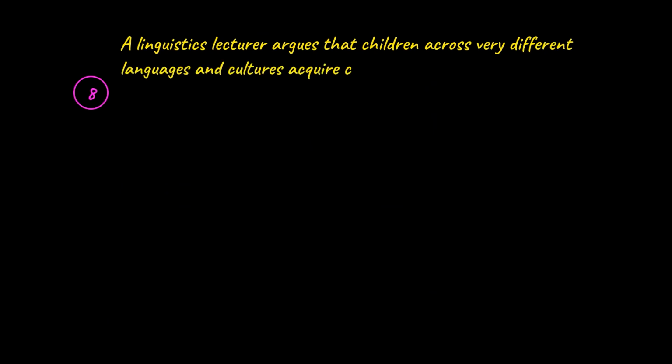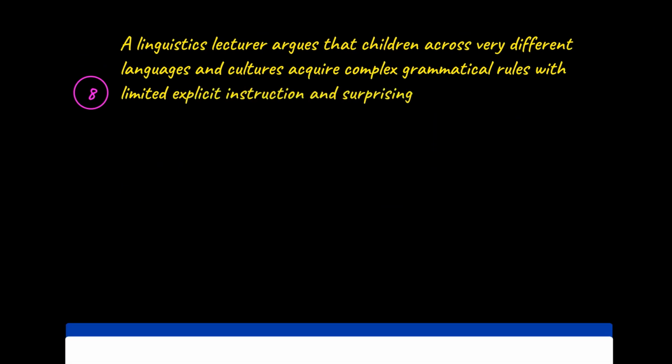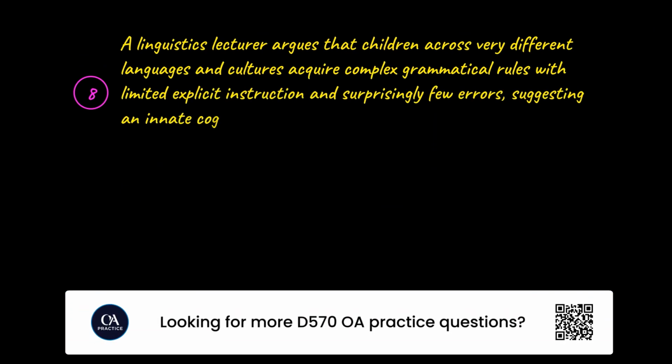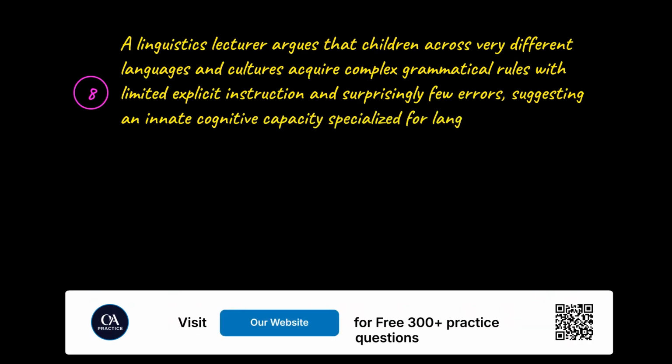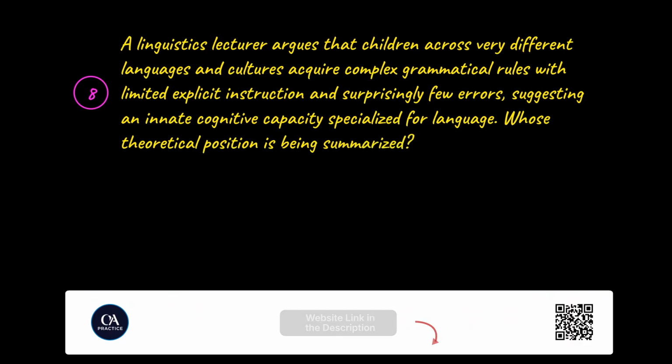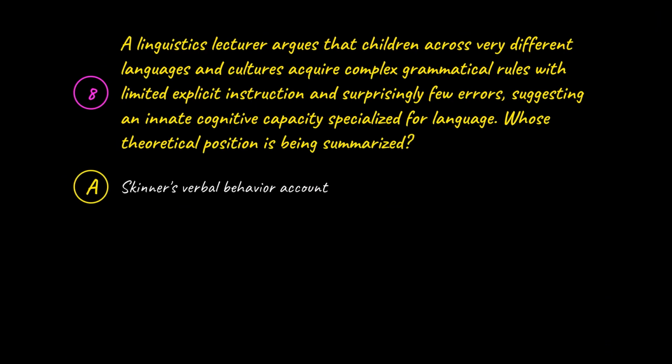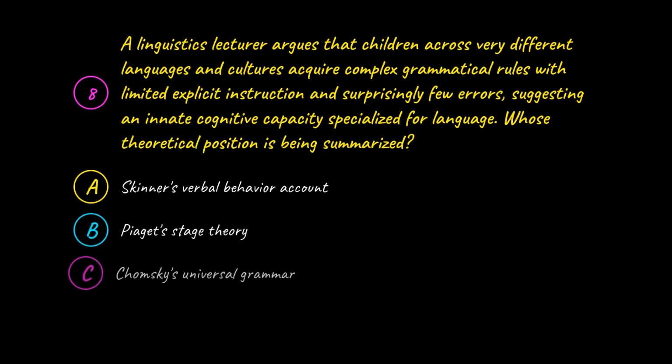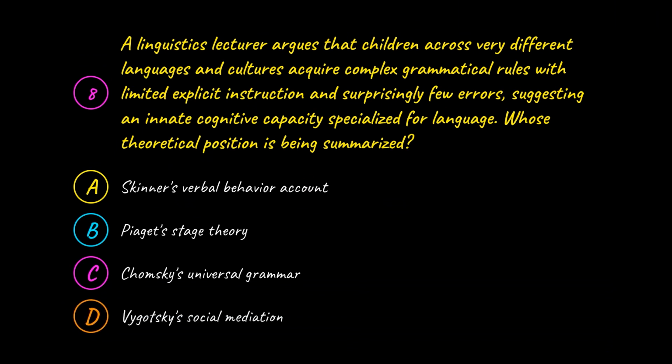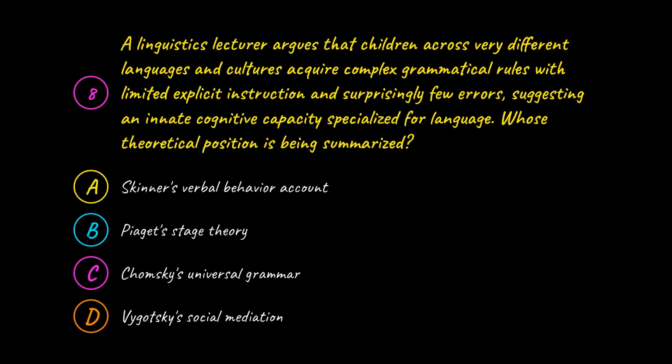Question 8. A linguistics lecturer argues that children across very different languages and cultures acquire complex grammatical rules with limited explicit instruction and surprisingly few errors, suggesting an innate cognitive capacity specialized for language. Whose theoretical position is being summarized? Your options are A. Skinner's verbal behavior account, B. Piaget's stage theory, C. Chomsky's universal grammar, D. Vygotsky's social mediation. Got a guess? Lock it in.